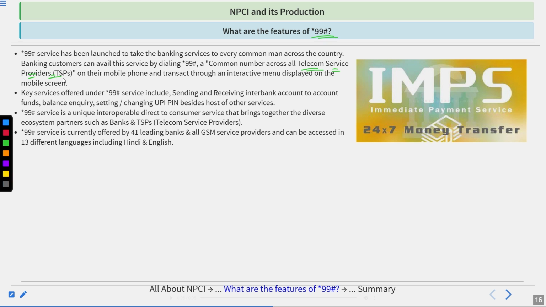The *99# service is a unique interoperable direct to customer service that brings together diverse ecosystem partners such as banks and TSPs, the telecom service providers. The *99# service is currently offered by 41 leading banks and all GSM service providers and can be accessed in 13 different languages, including the widespread languages of Hindi and English.